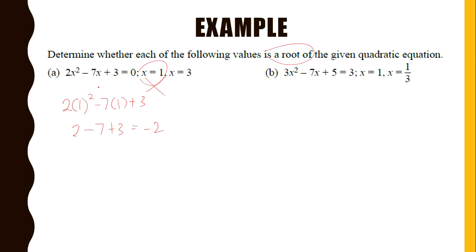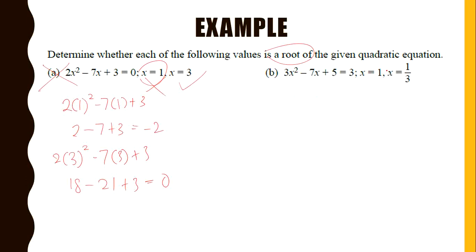Okay, kita try 3 pula. 2, 3 square minus 7, 3 plus 3. Okay, so kita dapat 18 minus 21 plus 3. Yang ni negative 3 plus 3. Okay, yang ni betul. Bila kira ni betul kan? Dapat 0. Tapi dia nak dua-dua. Betul ke tak dua-dua ni adalah dia punya value. So, walaupun yang ni betul, yang ni salah. Kira salah lah dalam soalan ni. So, both values are not the root of this quadratic equation. Yang ni je betul. Okay, next.